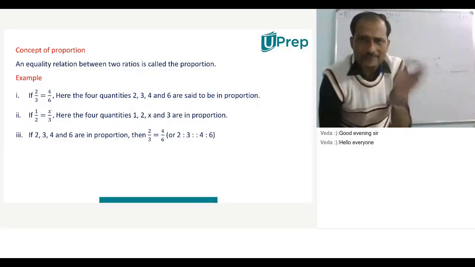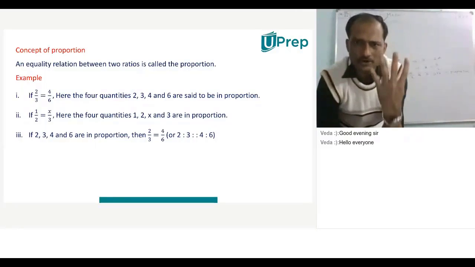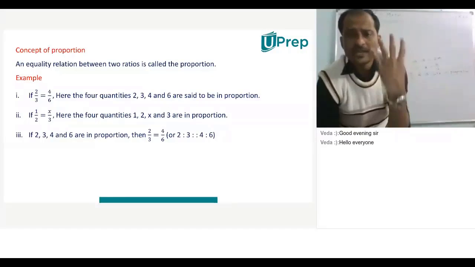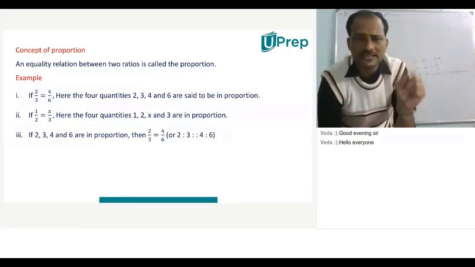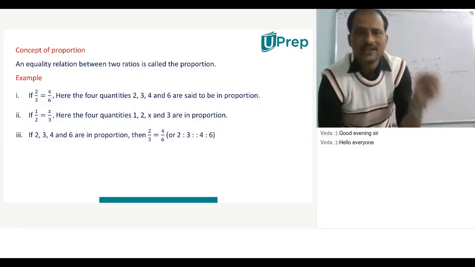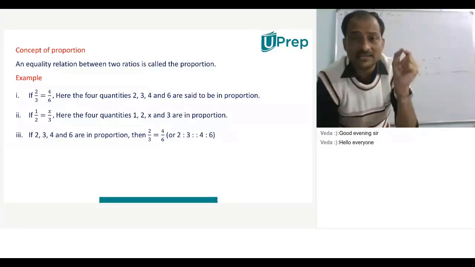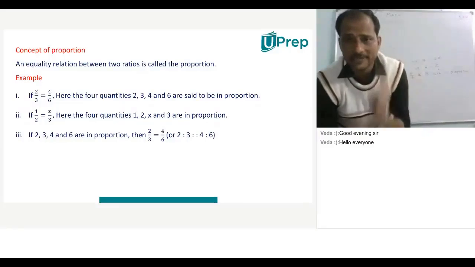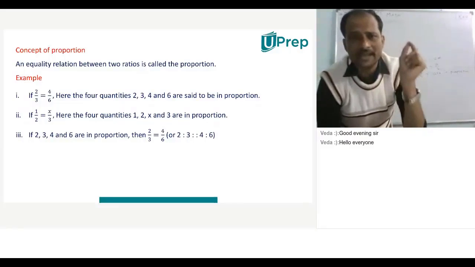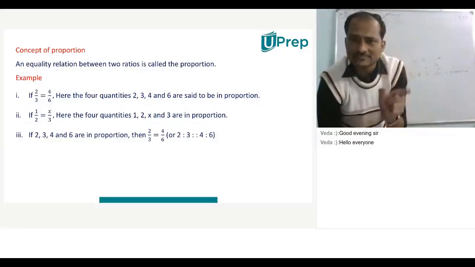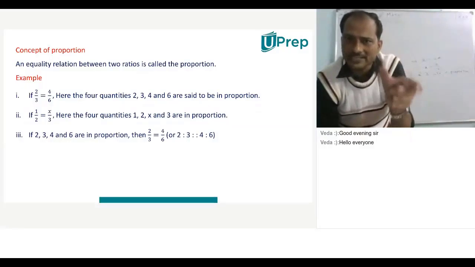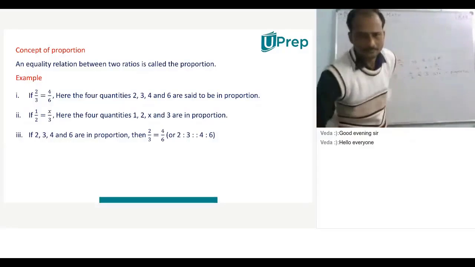That means A, B, C and D are the 4 terms in the ratio. If they follow a rule, that is product of means is equal to product of extremes, then we can say that the terms are in proportion. And the terms can be either rational or irrational or whatever it may be. It should satisfy the condition which is being explained to you. Okay. Yes, sir.